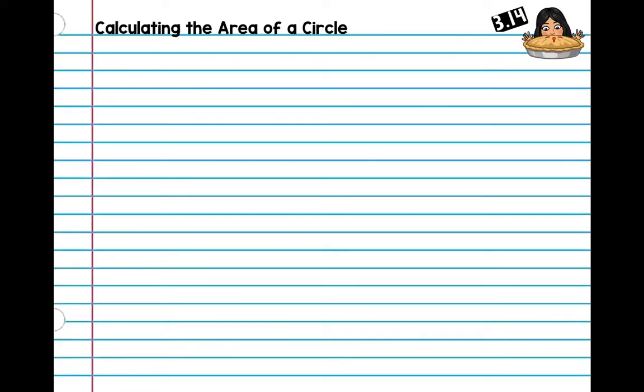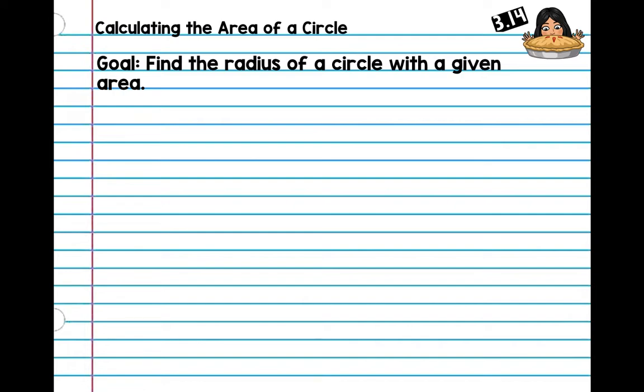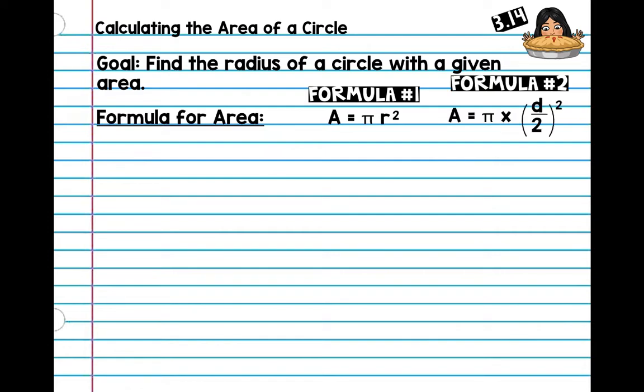Today we're not going to be calculating the area because that was yesterday's video. So if you needed just a little refresher, go ahead and refer to that video. Today, we're going to be learning how to find the radius if we have the area. So we're going to be working backwards today. The formula for area we know is A equals pi r squared. And if we have the diameter, it's A equals pi times d divided by 2 squared.